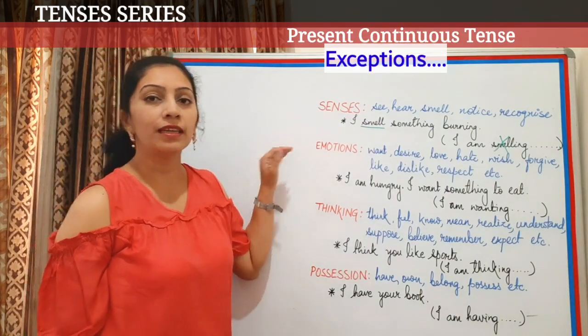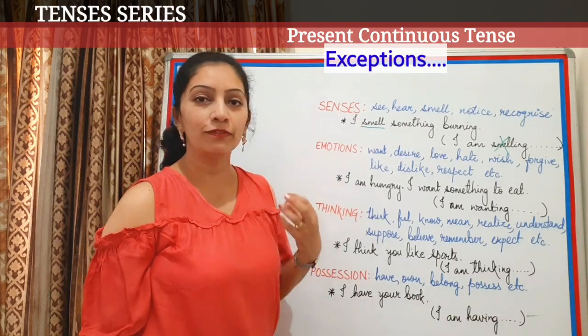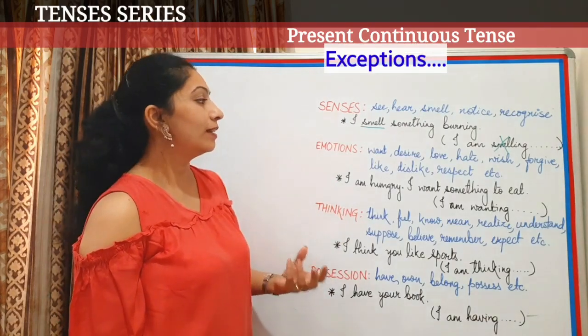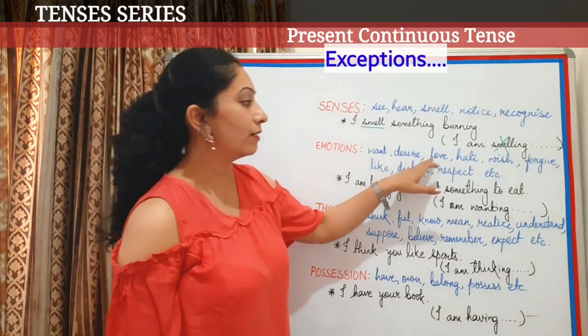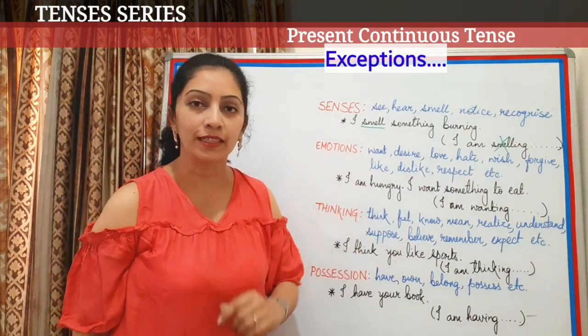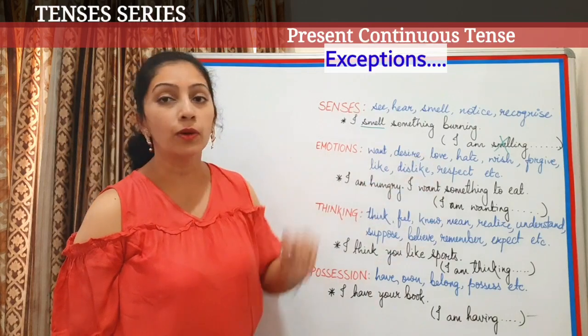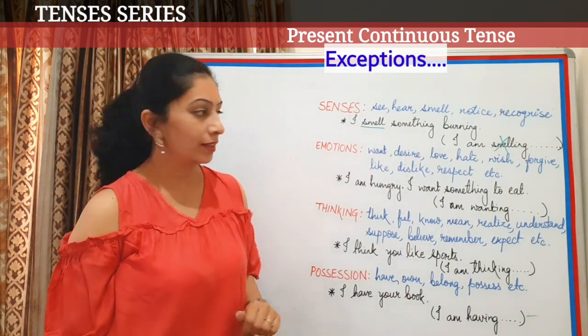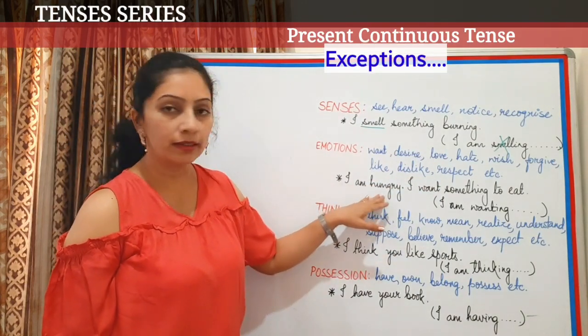Come to the verbs like emotions. That means the feelings that you have inside you, like want, desire, love, hate, wish, forgive, like, dislike, respect, etc. Now these verbs will not have ing with it. For example, I am hungry.